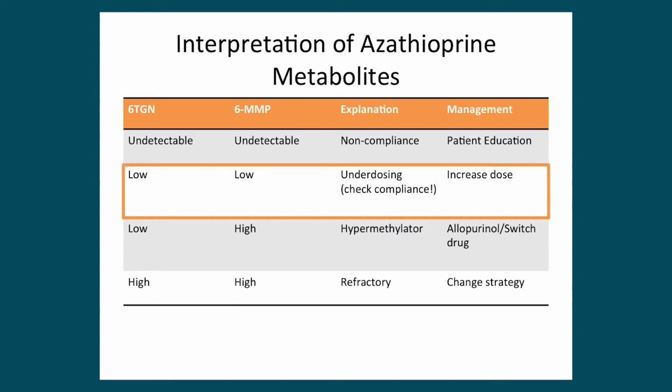Now his metabolites came back. His 6 TGN was 200 and his MMP 230. So what do you think I should do with those? So for this gentleman, I would usually look back at the TPMT. We should always have a TPMT before we start therapy. And if that was slightly high, it would give even more credence to increasing the dose. Regardless, we can increase the dose because his 6 TGN levels are low and his MMP levels are safe.